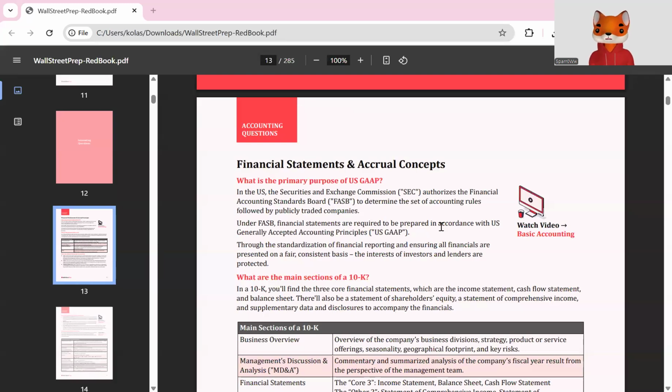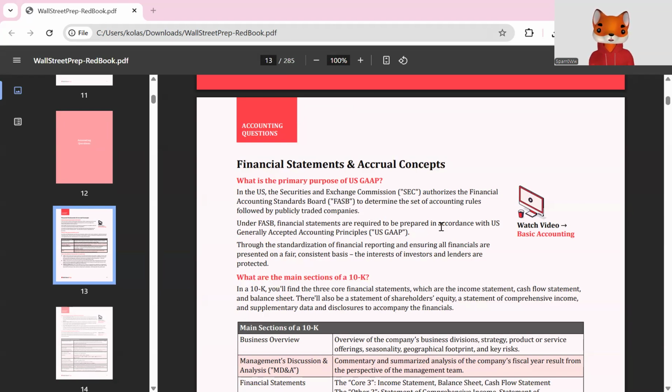Today we will delve into financial statements and accrual concepts. So, what is the primary purpose of US GAAP? In the US, the Securities and Exchange Commission (SEC) authorizes the Financial Accounting Standards Board (FASB) to determine the set of accounting rules followed by publicly traded companies.